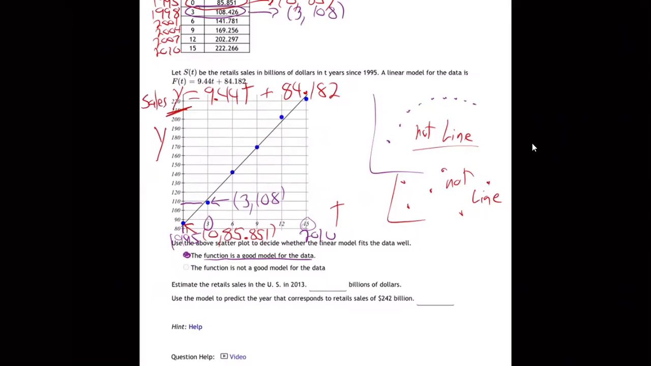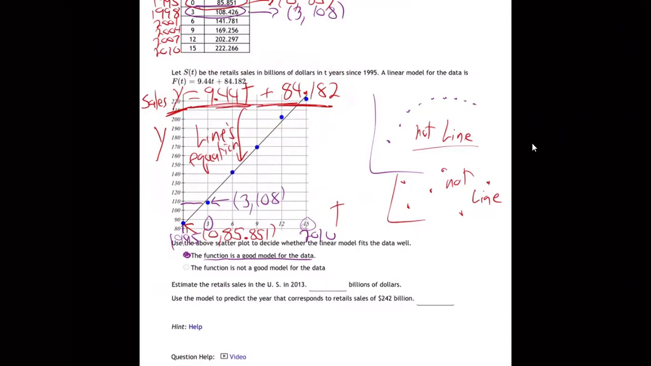See this axis right here? These are sales. How many billions of dollars in sales, depending on the time? So this equation is the equation of this line. That making sense?